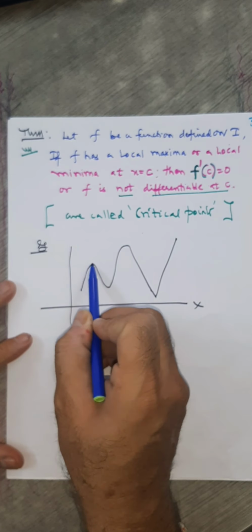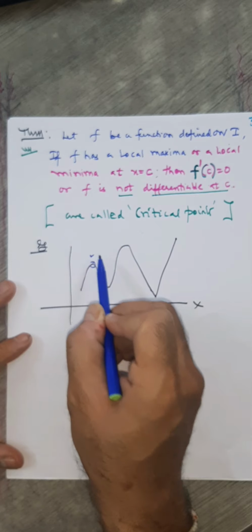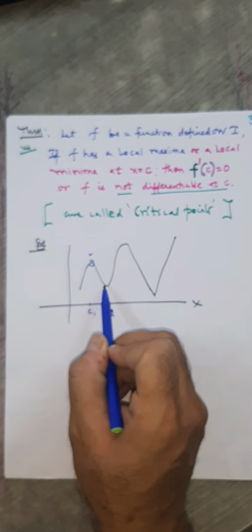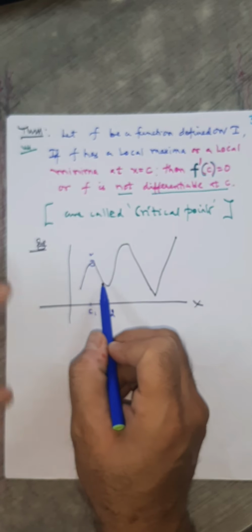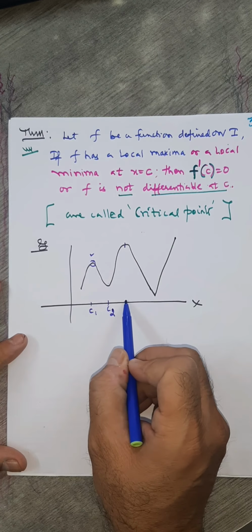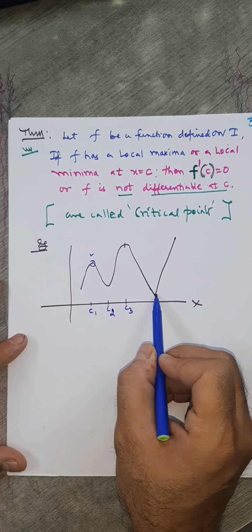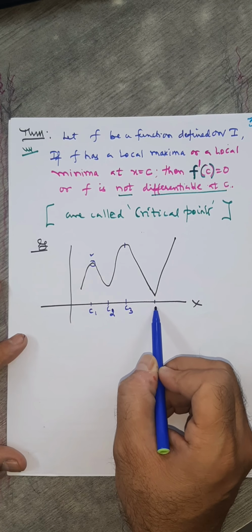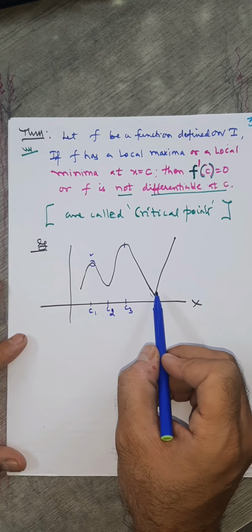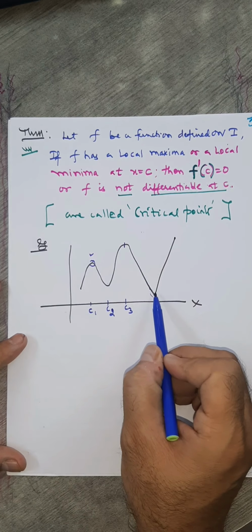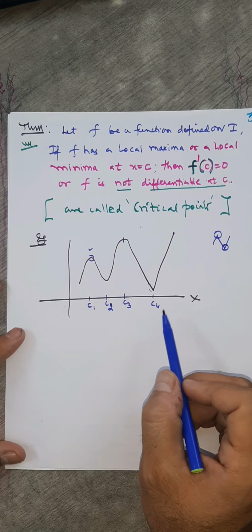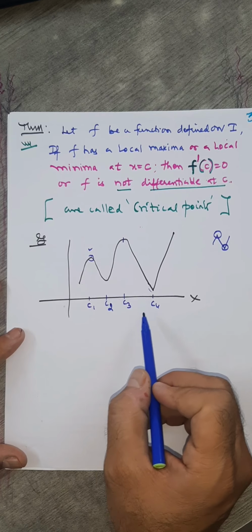So if I call this C1, here it has a local maxima, so this is a critical point. Here it has a local minimum value, this is local minima, this is local maxima, this is local minima, this is local maxima. I'll call that C3. Now these you cannot find by differentiation, you have a corner here, the function is not differentiable. Still this is a local minimum value, you can see. If you have a corner, if you remember the differentiation chapter, then over here the function is not differentiable. So these points are known as critical points, right?